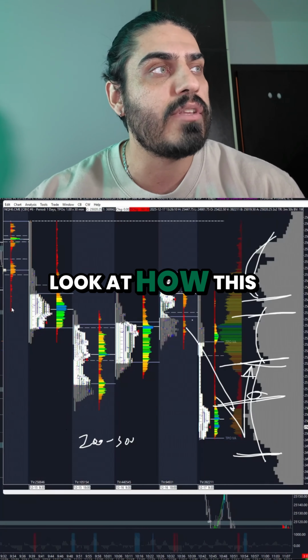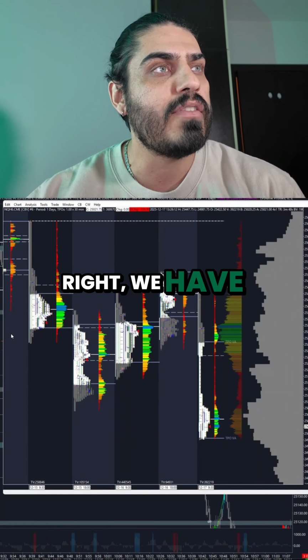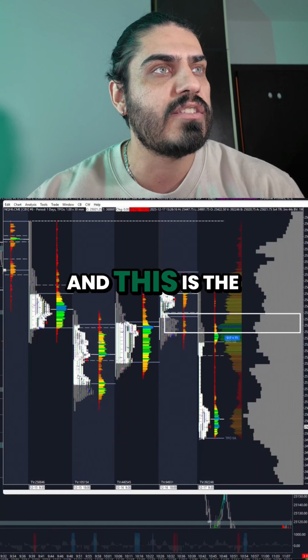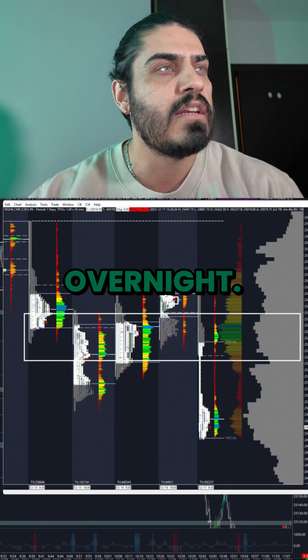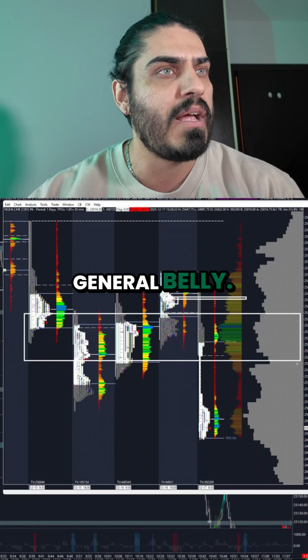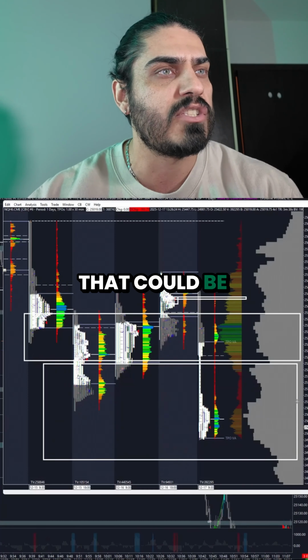So if we take a look at how this shapes up today, right, we have this strong move on the overnight, and this is the general belly that we're interested in, right? This is where prices are on the overnight. This is where they're going to open. This is the general belly. Then we have another large one that could be split into two.